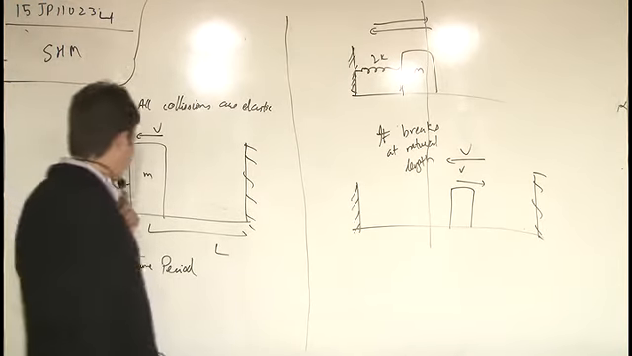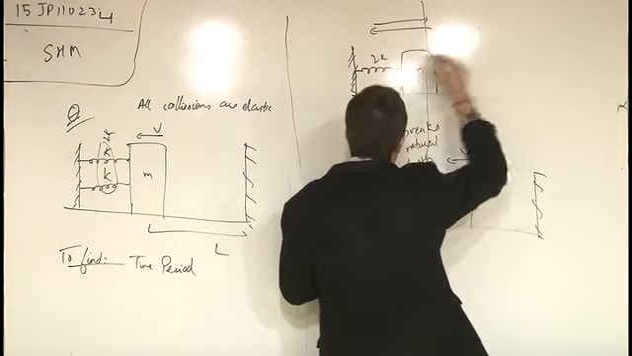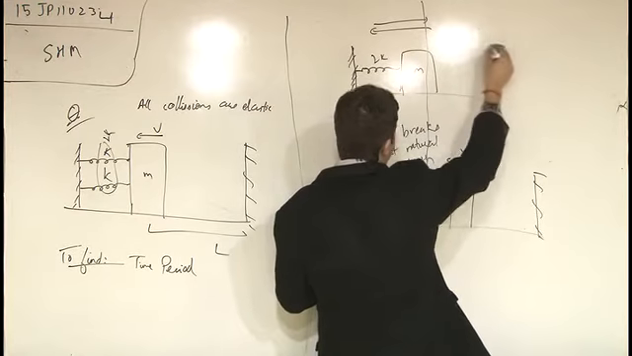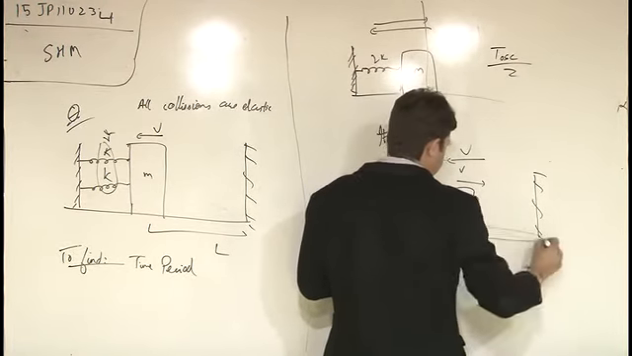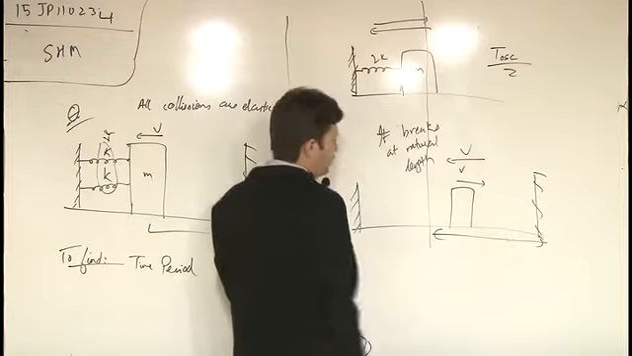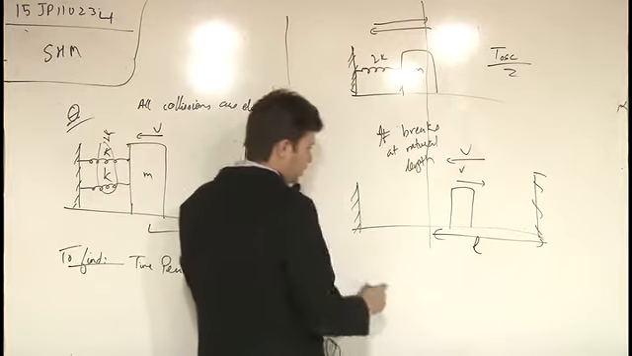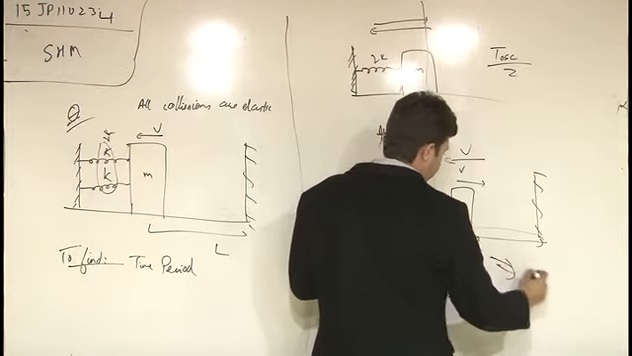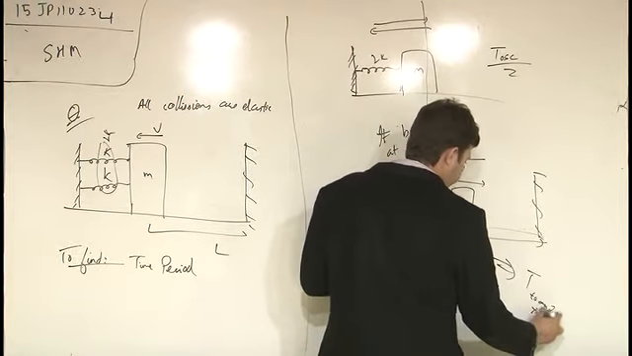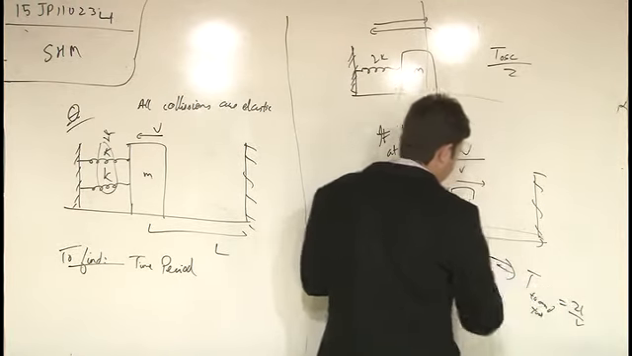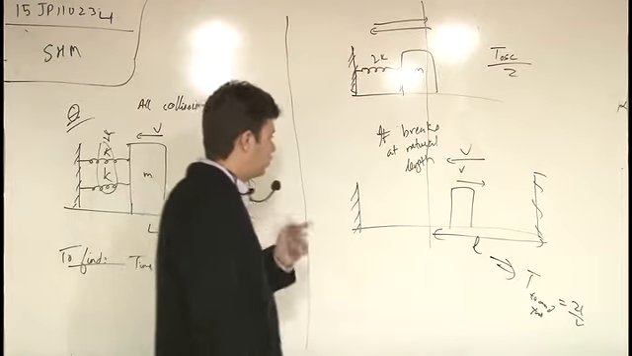Next, if we have to find the time period, we can say that the time period would be equal to the time of oscillation divided by 2, plus the time for the to and fro motion from this point to this point. Since this distance is L, the to and fro motion would take 2L by v: L by v to go here and L by v to come back. So this is the time for to and fro motion.